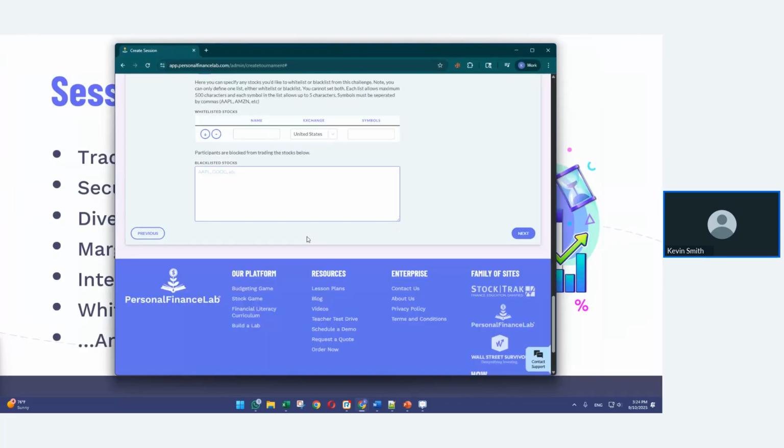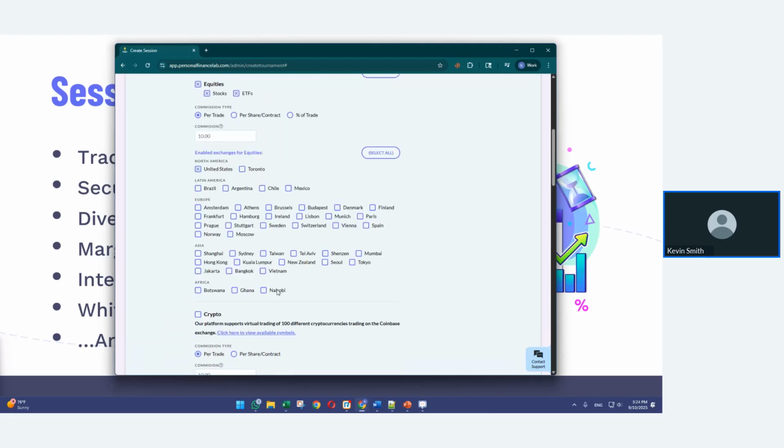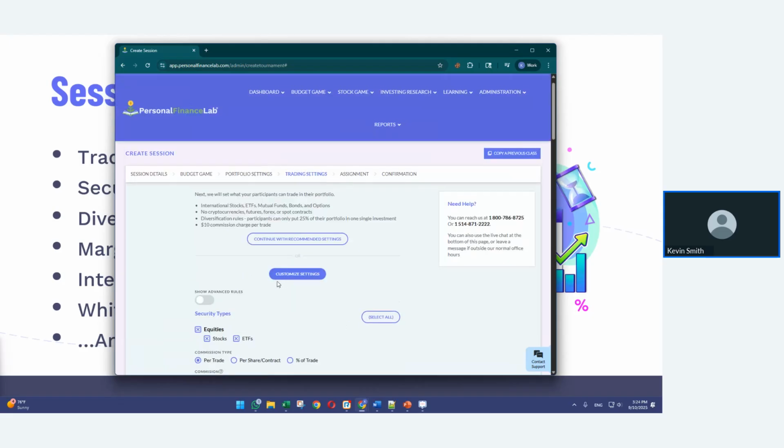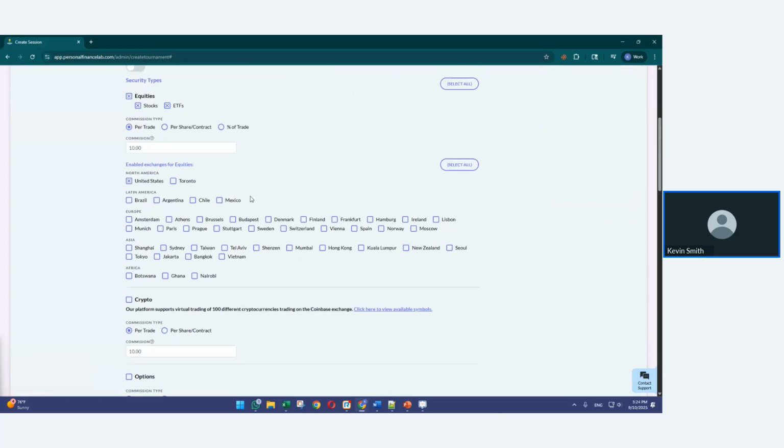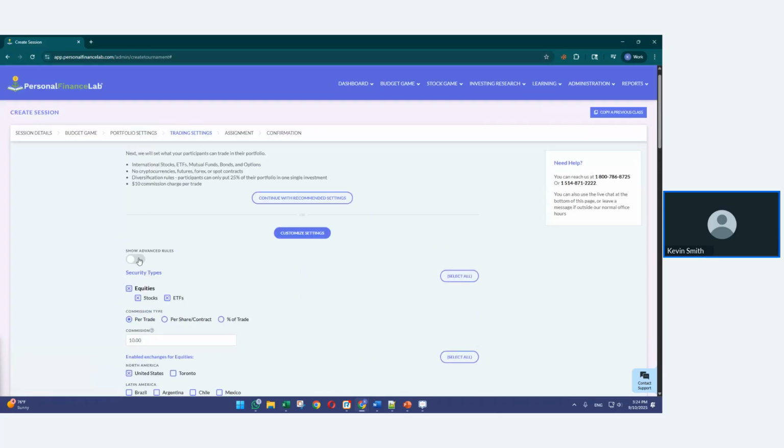Yeah, and that's all the settings in here. And again, if you were to be using Personal Finance Lab, you'd have a personal account manager that can walk you through your specific class to walk through how that would work. And actually, let me go into the last rule I forgot to mention, which is the diversification rules.